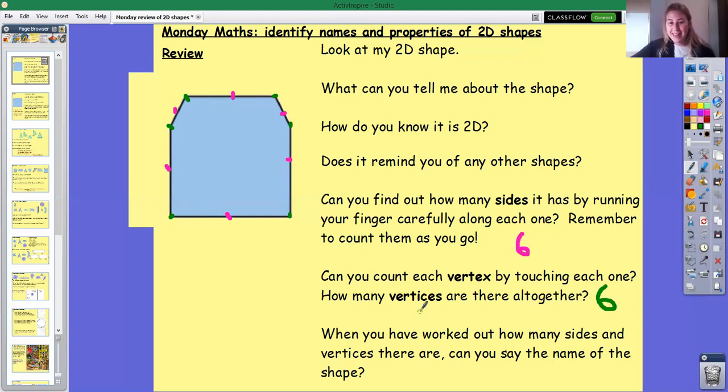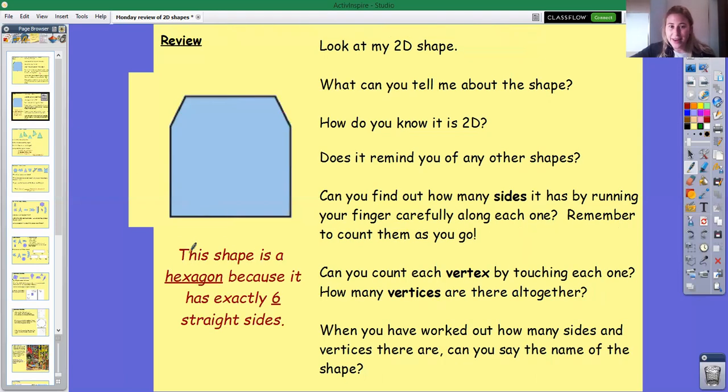Now we've worked out how many sides and vertices there are, we should be able to say the shape name. Can you remember what a 6-sided, 6 vertices shape is? Well, it's a hexagon. So here is a STEM sentence for you. You might want to use this for other shapes and their properties as you go through the lesson. I can say this shape is a hexagon because it has exactly 6 straight sides. Or I could change the STEM sentence and say this shape is a hexagon because it has exactly 6 vertices. So you might want to change that in for things like pentagon or octagon. See if you can come up with the STEM sentence for that.